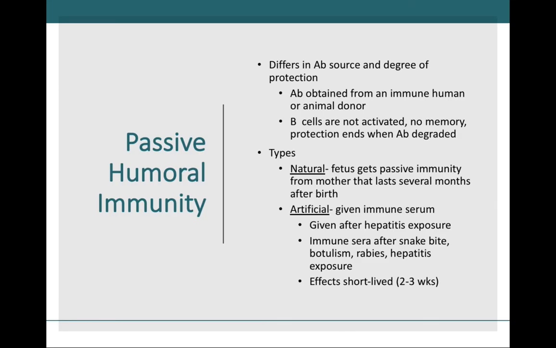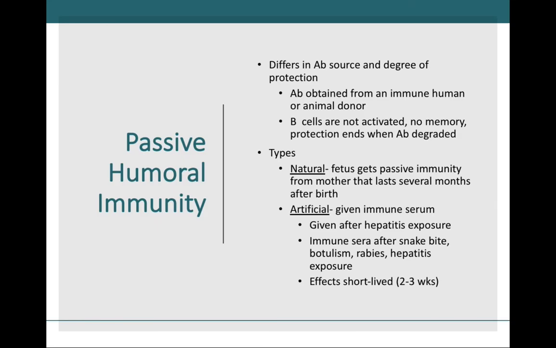Now we must remember that passive humoral immunity does not challenge our B cells and therefore does not allow them to stimulate memory B cells. We're simply giving the antibodies, and as soon as the antibodies degrade, we will lose the immunity that we acquired from these methods. So in review, the humoral immunity can be either passive or active.